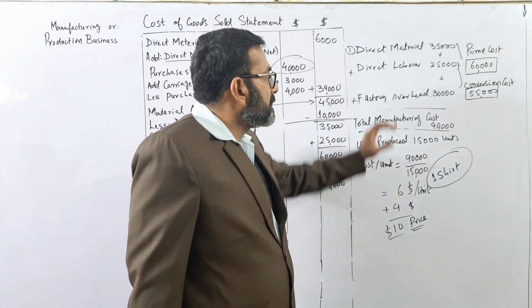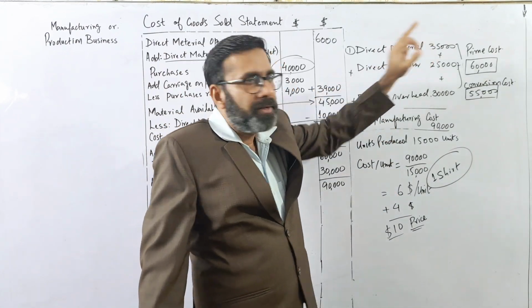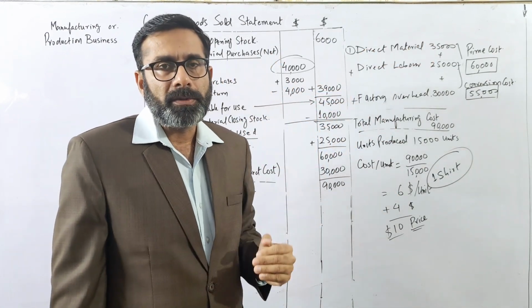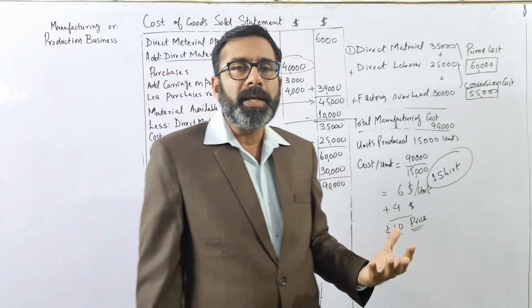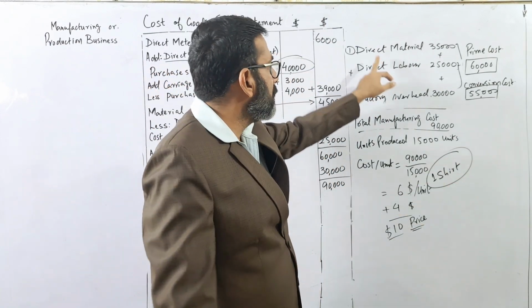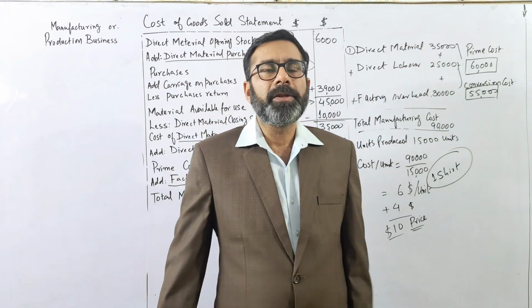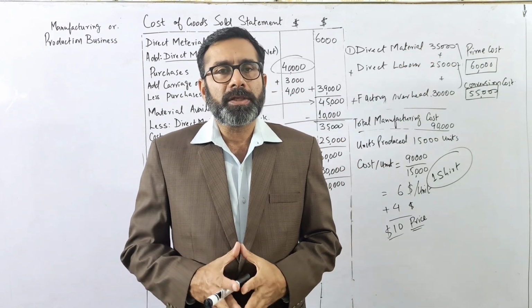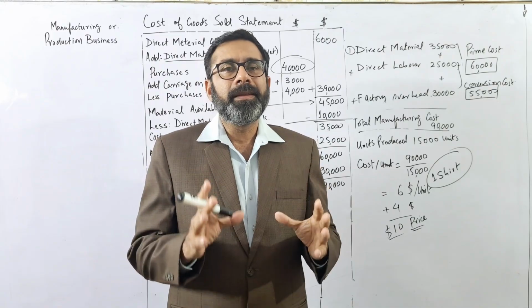Now the question is, from where do we get this $35,000 amount? How have we calculated that? So this is the cost of what? This is the cost of the raw material, or simply the cost of the total material used.